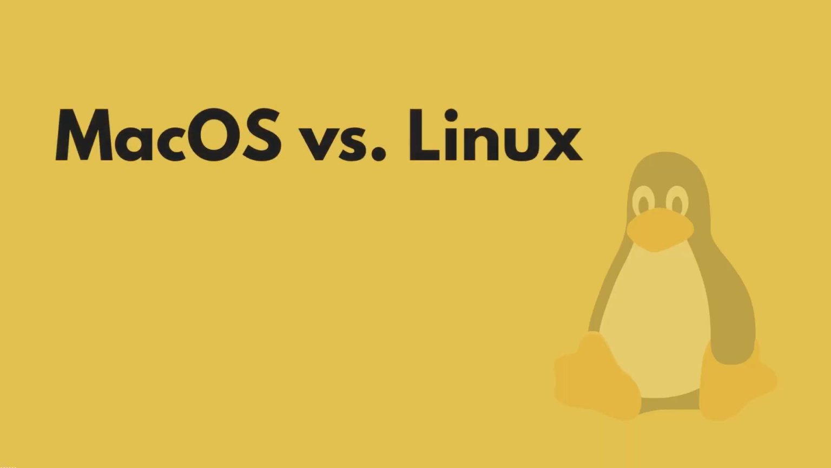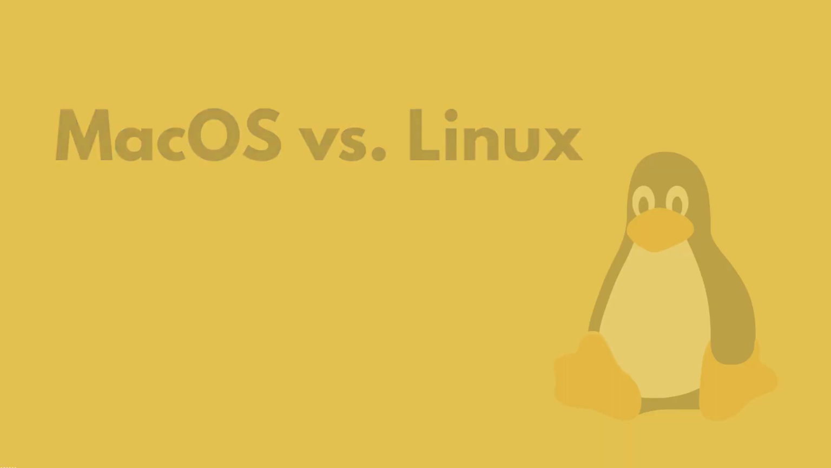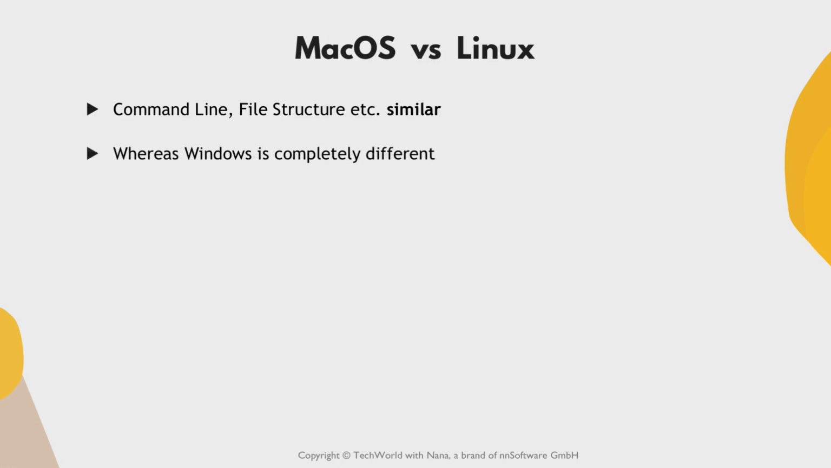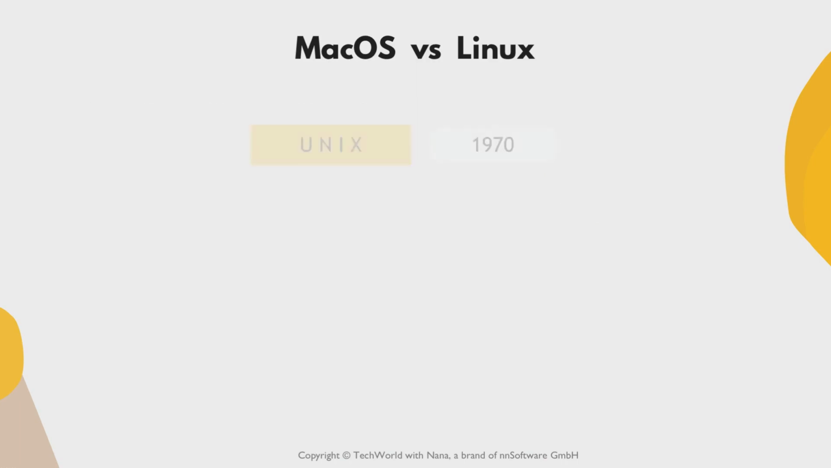Now, one important thing to note here is that when you work on Mac or Linux, the command line interface experience, as well as some of the file structure and how the operating system works, is pretty similar, whereas Windows is completely different from the two. Now, where does that similarity actually come from between Linux and macOS? For that, let's go back in time when Unix was created.